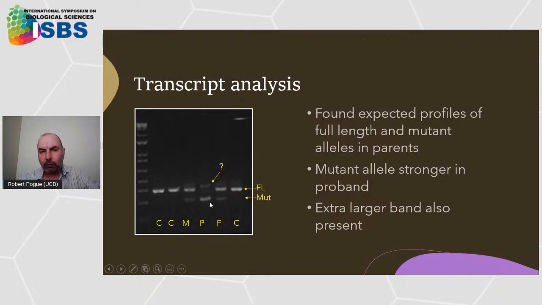So this gave strength to our hypothesis about a potential hypomorphic allele, which was leaving a residual partial function of the TRP11 protein. However, what we didn't expect was the presence of a further larger band here in the patient's cDNA, which was also very faintly present in both the mother and the father.